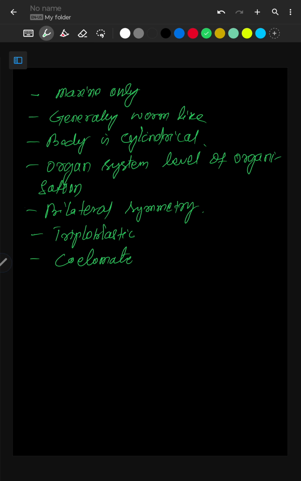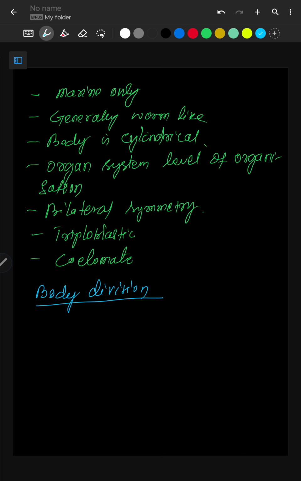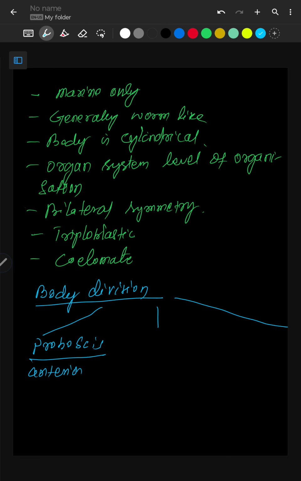Now come to the division of the body. Body is divided into three parts. What are the three parts? The anterior proboscis. Proboscis, this is anterior. Then middle collar. This is middle. And posterior trunk, the posterior part.